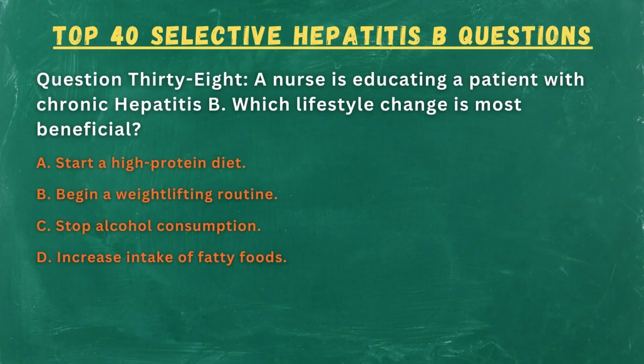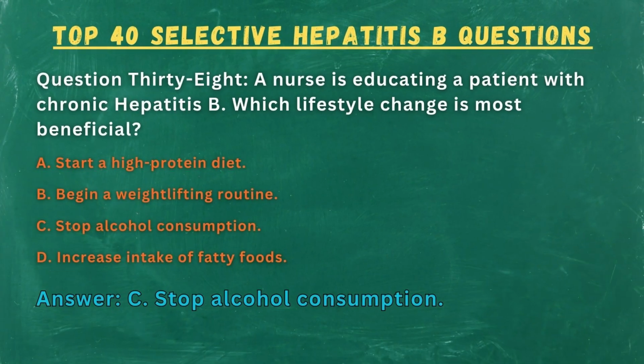Question 38. A nurse is educating a patient with chronic hepatitis B. Which lifestyle change is most beneficial? A. Start a high-protein diet. B. Begin a weightlifting routine. C. Stop alcohol consumption. D. Increase intake of fatty foods. Answer: C. Stop alcohol consumption.